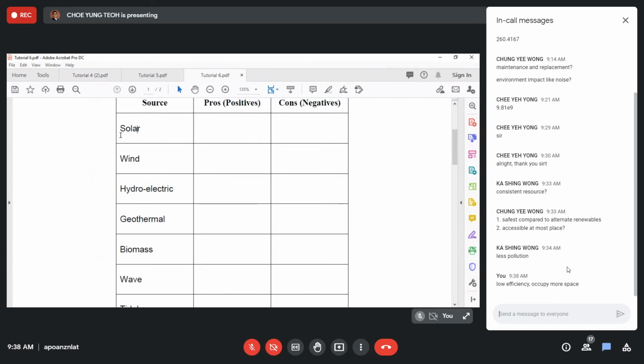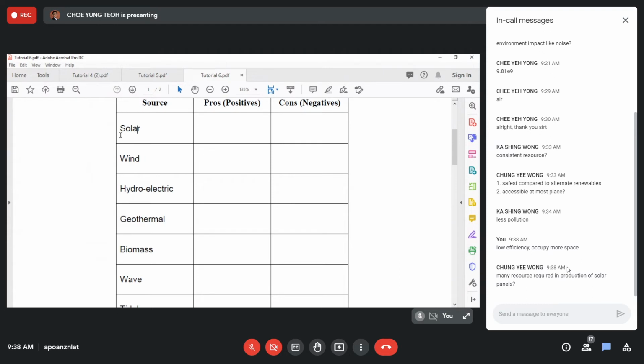Low efficiency, occupy more space. Yes, definitely correct. Solar panels have much lower efficiency than other types of renewable energy, and then also occupy more space with the same power output. Okay, if you refer to what we covered in the last few slides of the geothermal, how much area you need to occupy to generate 1 megawatt of power. Solar is one of the most, okay, where you need to cover the most area. Okay, I think the three main disadvantages of solar are not reliable, occupy more space, and less efficiency.